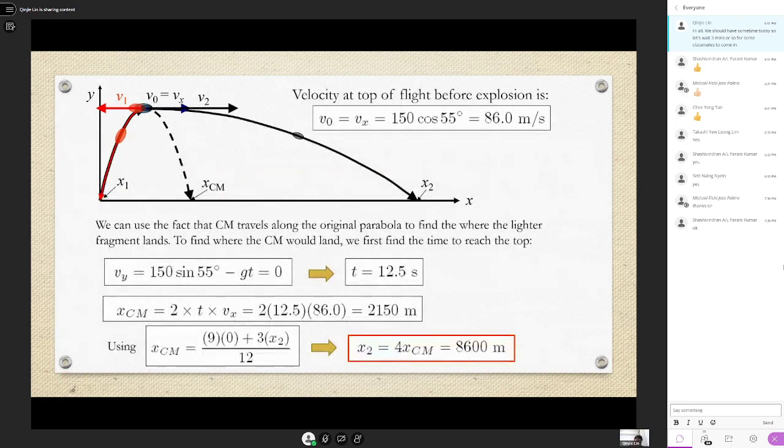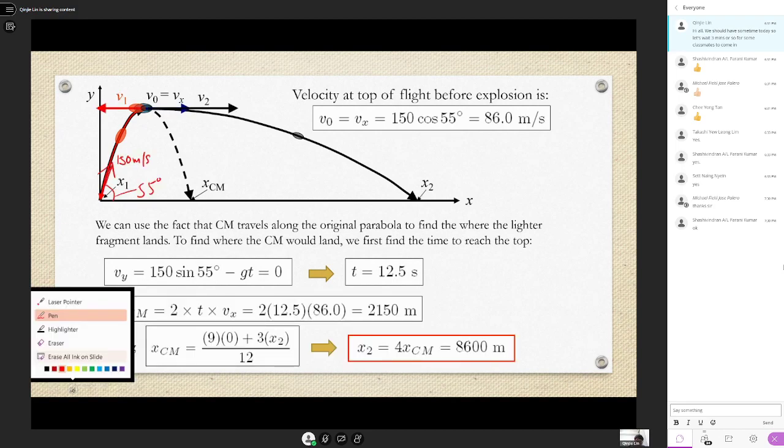Okay, so fired down here, fired at 150 meters per second. And then this angle, right? The angle is supposed to be 55 degrees. Not very well illustrated, but okay, it's 55 degrees. So we know this is 150, we know this is 55.